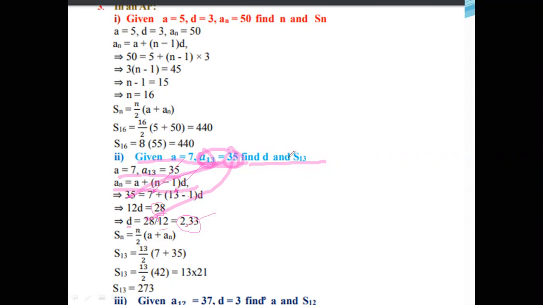Next, they are asking S13, the sum of 13 terms. First term is 7, next term, if you add 2.33 to 7, it is 9.33. Next, further it continues like that, like this itself.